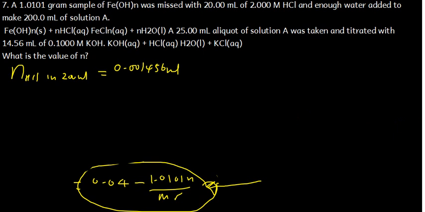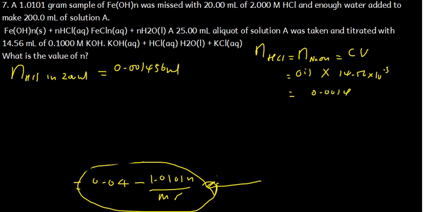If you do the calculation properly, let me just skip it from here. We said the number of moles of hydrochloric acid were equal to the number of moles of what? Sodium hydroxide. And that was equal to concentration times volume. And for sodium hydroxide, the concentration was 0.1. And then we multiplied by the volume, which was 14.56. Now times 10 to the power negative 3 to convert it to liters. And that gave us a value of 0.001456 moles. Okay, now these are the moles which were present in 25 milliliters.